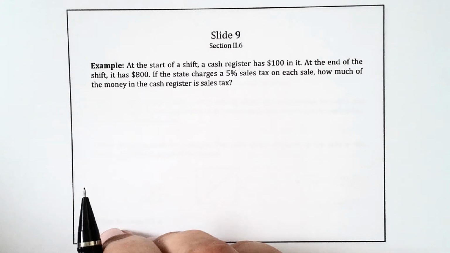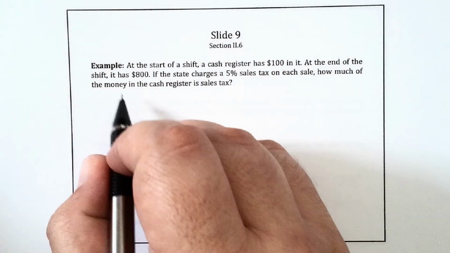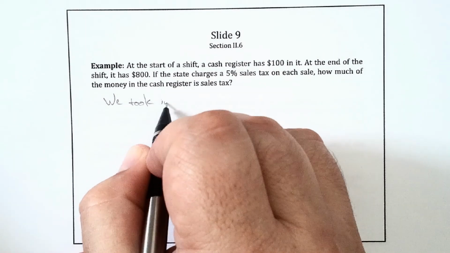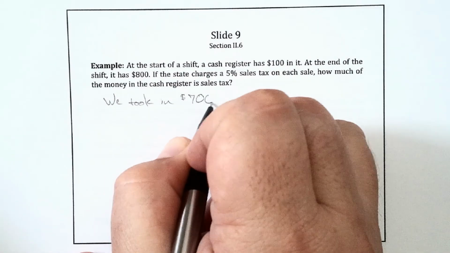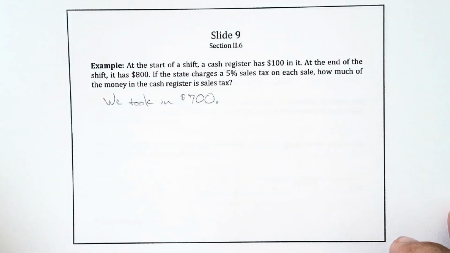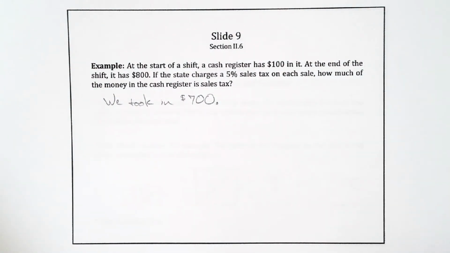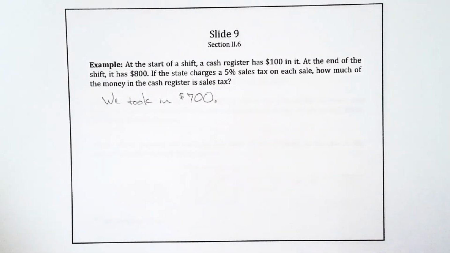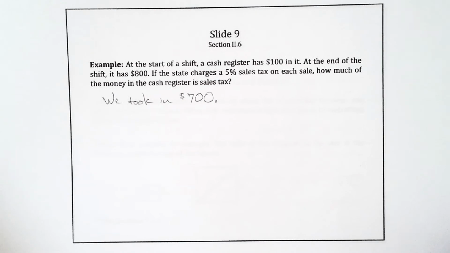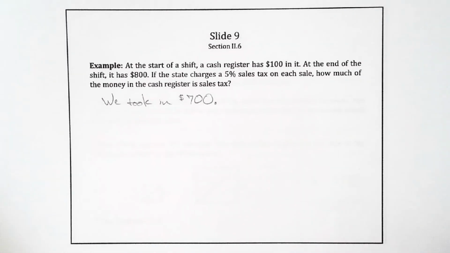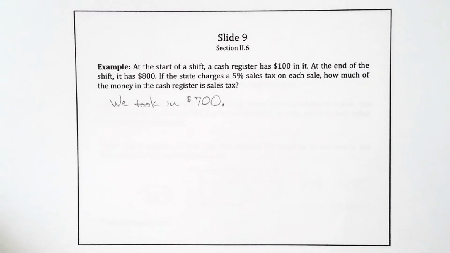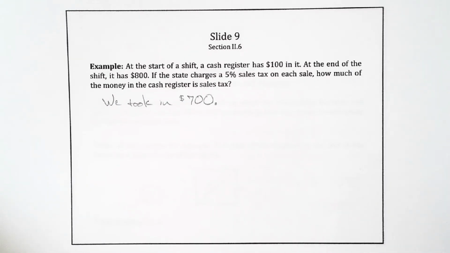So the cash register took in $700. Okay, so we want to know how much of this is sales tax. Here's a hint. It's not 5% of 700. I know it seems like it should be, probably. That's what I mistakenly thought that one time. It's not 5% of 700.